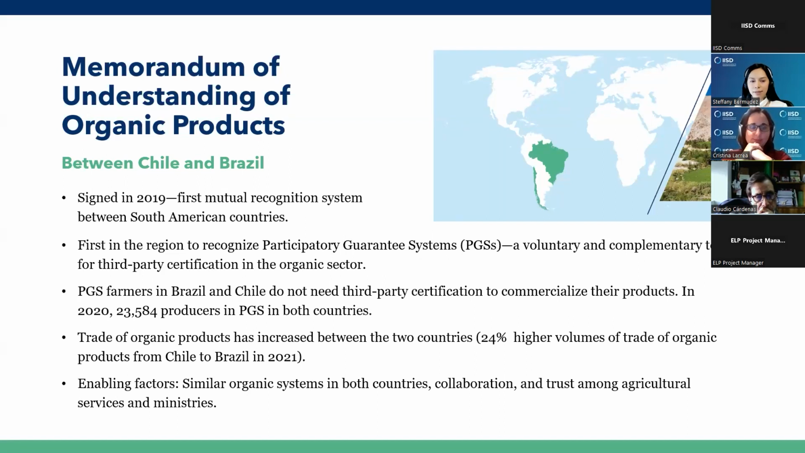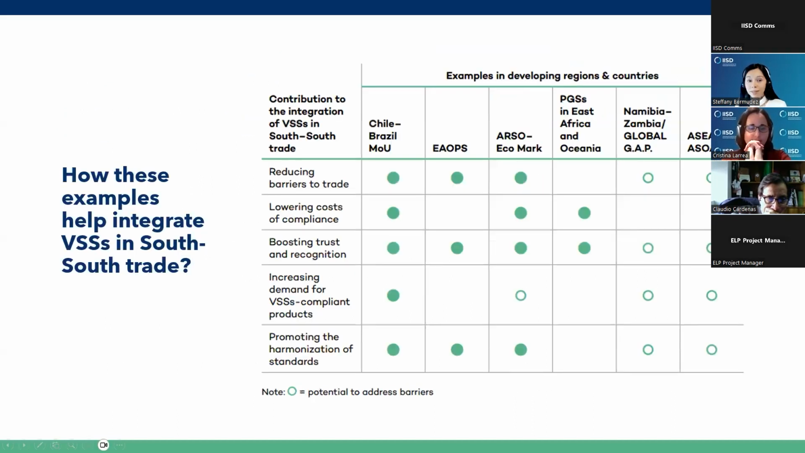And this has resulted in very positive results and numbers. After 3 years of implementation, trade of organic products increased significantly between the two countries. For instance, Chilean organic exports to Brazil rose by 24% as of 2021, in terms of volumes of trade. So this has benefited producers and small and medium enterprises in both countries that have gained access to new markets and improved their ability to invest in and expand their operations. So that's for the examples.